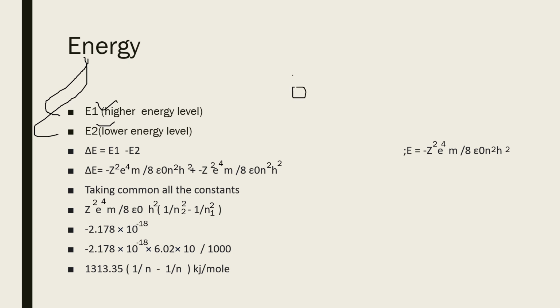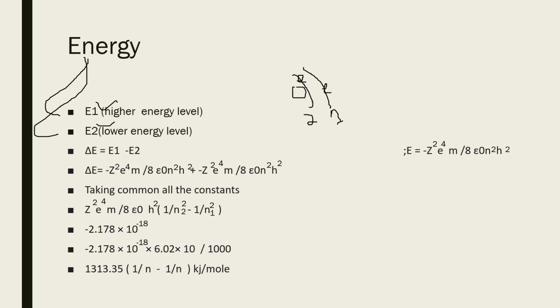Now, suppose a nucleus. These are two orbits around the nucleus. This orbit is referred to as E2 and this is referred to as E1. As I taught you, an electron that is nearer to the nucleus has less energy as compared to an electron that is far from the nucleus.